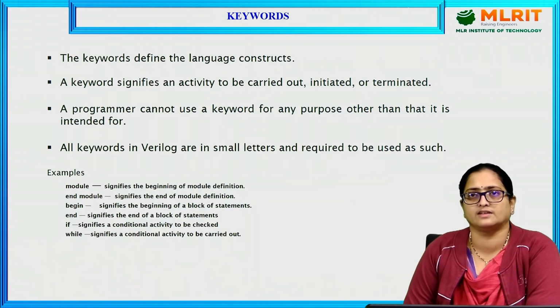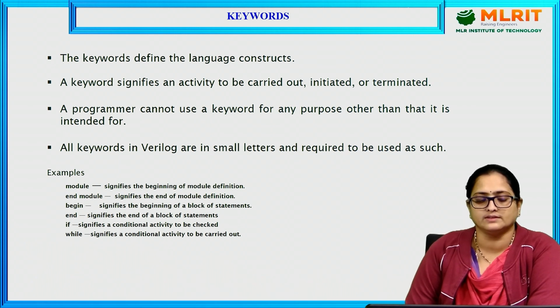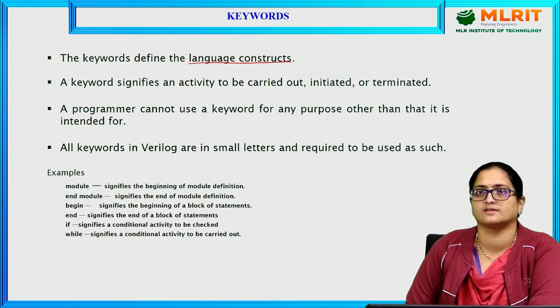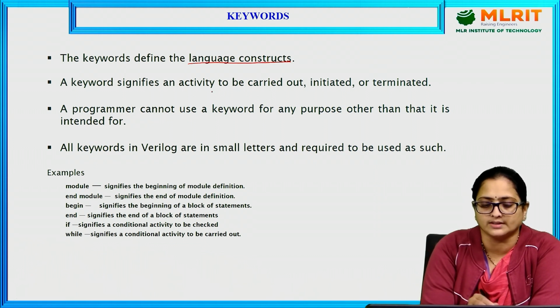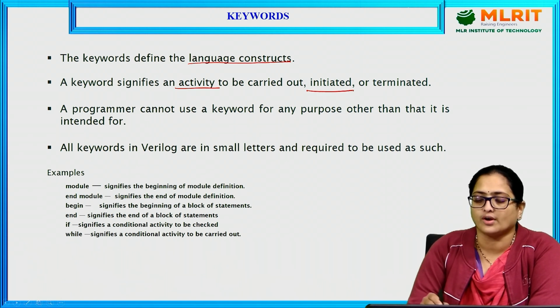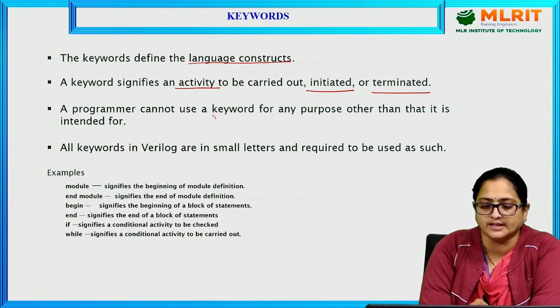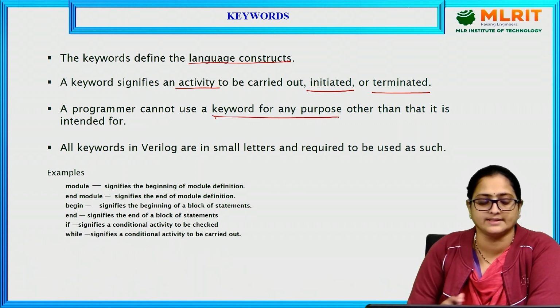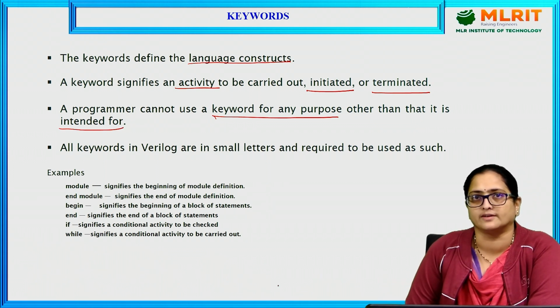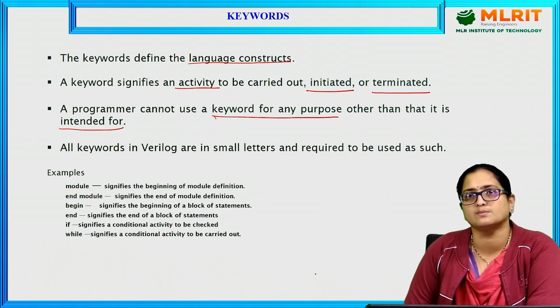Next, the first lexical token is keywords. So what is the purpose of keywords? Keywords define the language constructs and carry out the activity to be performed, initiated, or terminated. A program cannot use a keyword for any purpose other than what it is specified for. The keyword is specified for a particular work, and these keywords cannot be used for any other purpose.